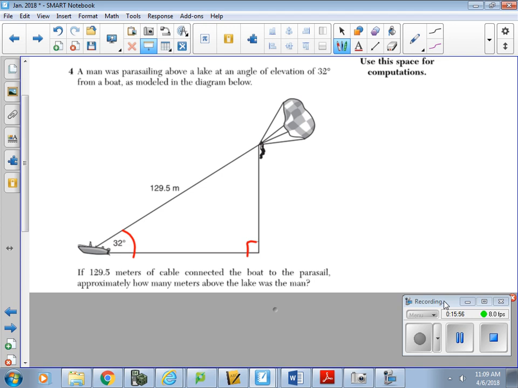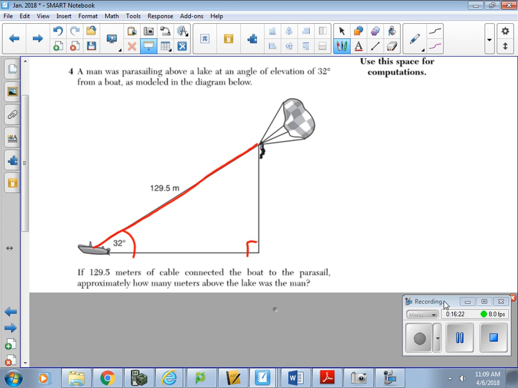If you're in my class, depending on when you're watching this video, we might not have gotten to trigonometry yet. If you're watching this to review, it's something you should be familiar with, okay? It says, if 129.5 meters of cable connected the boat to the parasail, so that's obviously this line right here, approximately how many meters above the lake was the man?